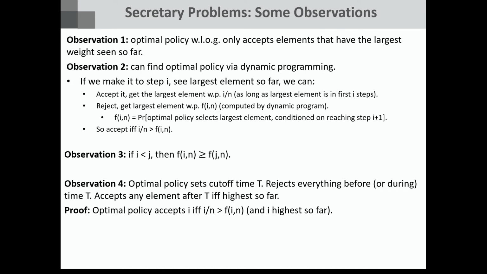Okay, so why is this? We learned from observation 2 that the optimal policy accepts i if and only if i over n exceeds this f of i n that we computed, and it's the highest so far.